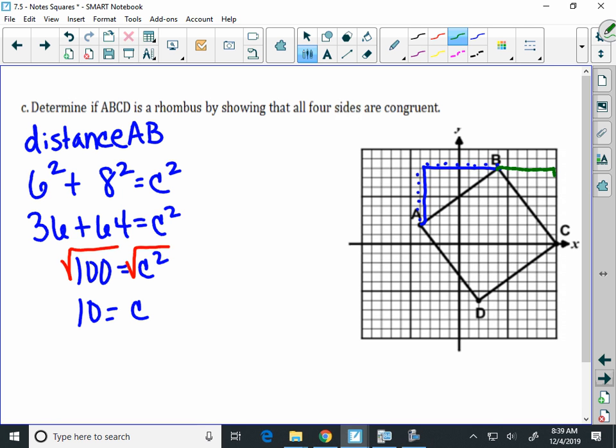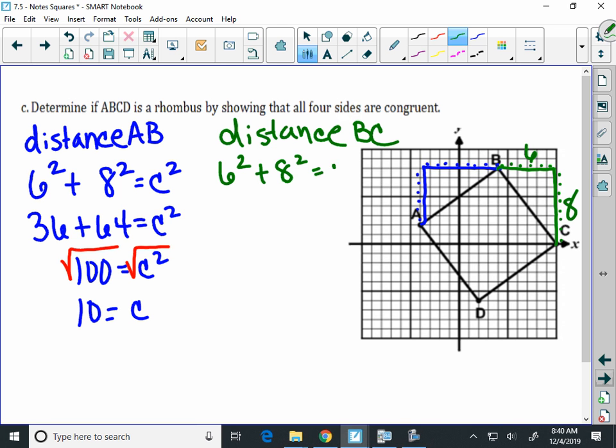If we do BC, we have the 1, 2, 3, 4, 5, 6, and the 1, 2, 3, 4, 5, 6, 7, 8. We've got the same thing. We've got the distance of BC, and it's 6 squared plus 8 squared equals C squared. We've already done the math. So right underneath, I'm just going to write C equals 10. I've got the math there right beside it. We don't need to do that again.